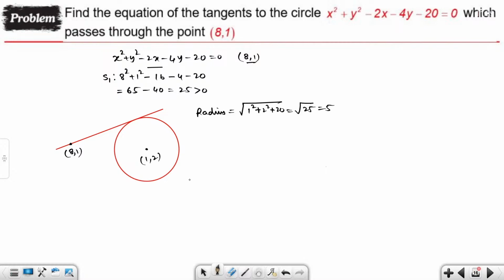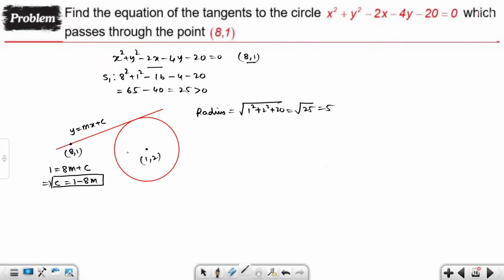Is it clear? Now, let us assume that the equation of the tangent is y equals to mx plus c. As the line is passing through the point 8, 1, hence it must satisfy this equation. Therefore, 1 is equals to 8m plus c, or from here you can write c is nothing but 1 minus 8m. Is it clear? So, c is nothing but 1 minus 8m. Keep it in your hand. Now, what I will do, as I told you, I will use that conception of drawing a perpendicular from the center on the tangent, which will be nothing but the radius of that circle.